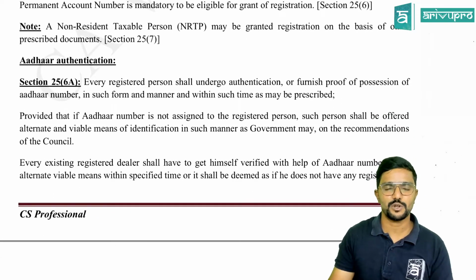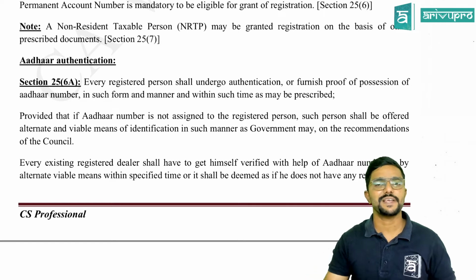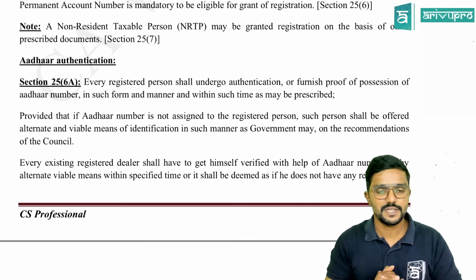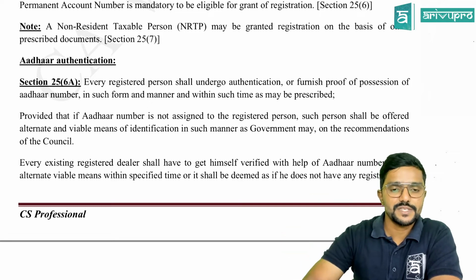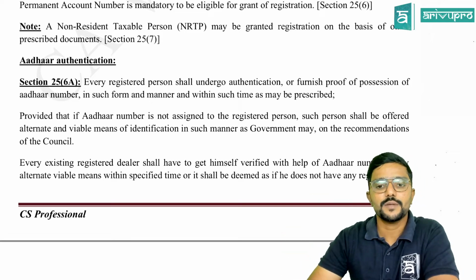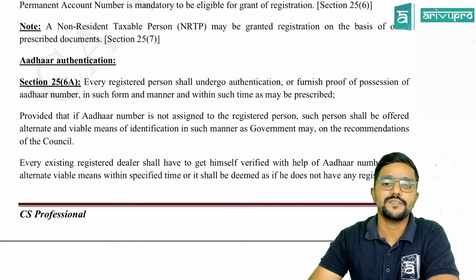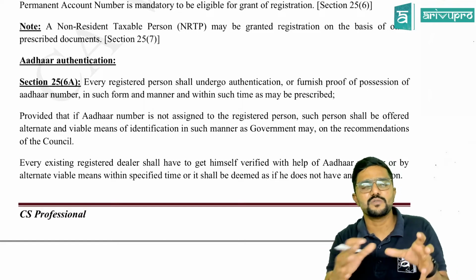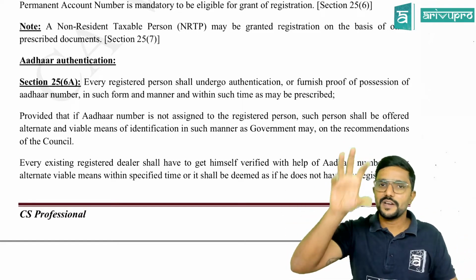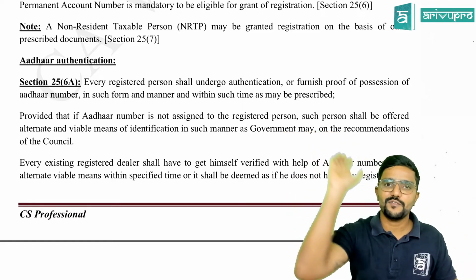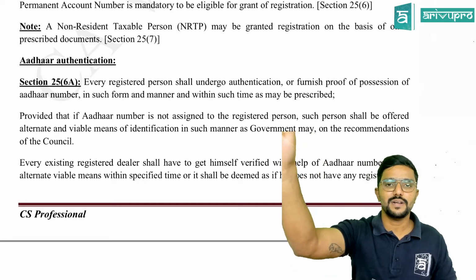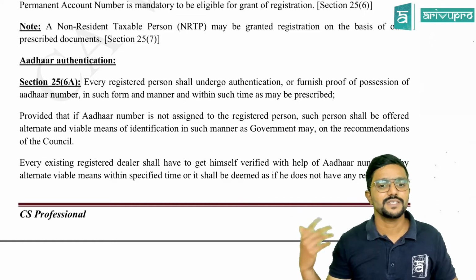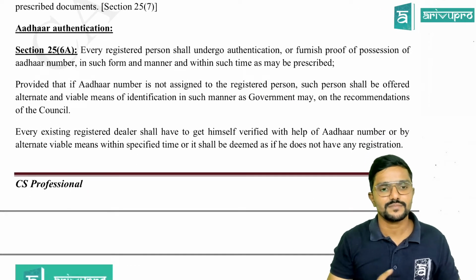There are various sections which talk about Aadhaar now. 25(6)(a), B, C, D. We will see that. Every registered person, means you are already registered, shall undergo authentication or furnish proof of possession of Aadhaar number in such form and manner within such time as may be prescribed. So what should we do? Simple. You are already registered, so you have a profile on the GST portal. Go there. It will ask for the Aadhaar number. Give it. That's all. You just give your Aadhaar number.